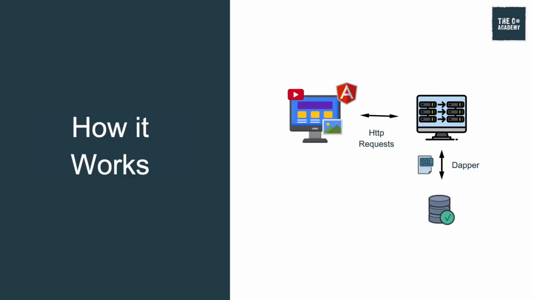This application will have an Angular front end that will have a service that calls a web API through HTTP requests, and this web API is a C# web API that will communicate with an SQLite database using Dapper as an object relational mapper. So these will be two different projects. First, we're going to create the web API using Visual Studio, and then later the front end using Visual Studio Code. So let's go.